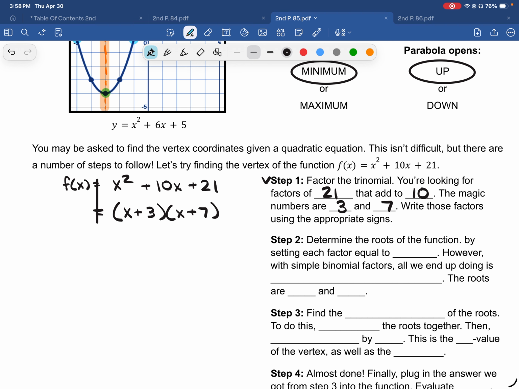That's step 1. Step 2, determine the roots of the function by setting each factor equal to 0. However, since we've got simple binomial factors, all we end up doing is flipping the signs.